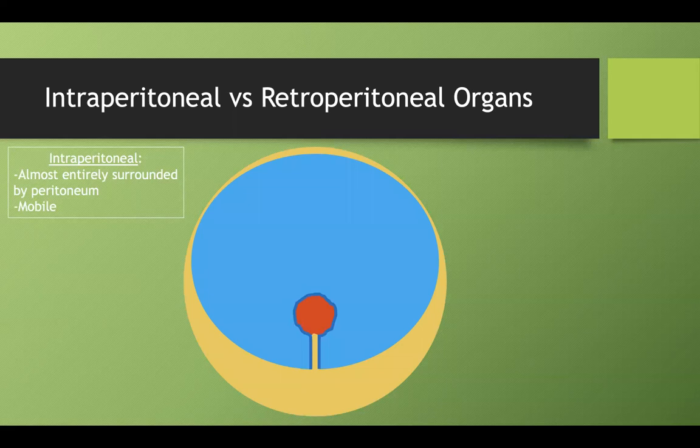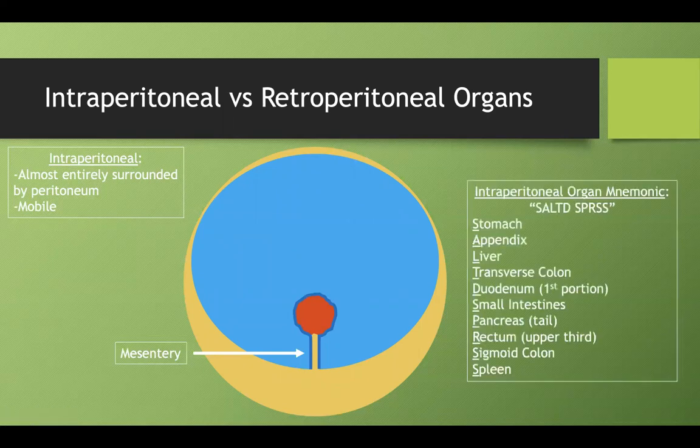Okay. Now, once an organ gets to this stage, you can see right here that there's a double layer of peritoneum, and this double layer is referred to as a mesentery. And some people like to remember the intraperitoneal organs by this mnemonic, SALTED PRESS. So you can think about all these different organs that are intraperitoneal. Again, I think some of the anatomical mnemonics are not the best, but it gives you an idea of some of the organs that are intraperitoneal. So these organs are freely movable and surrounded almost entirely by peritoneum.